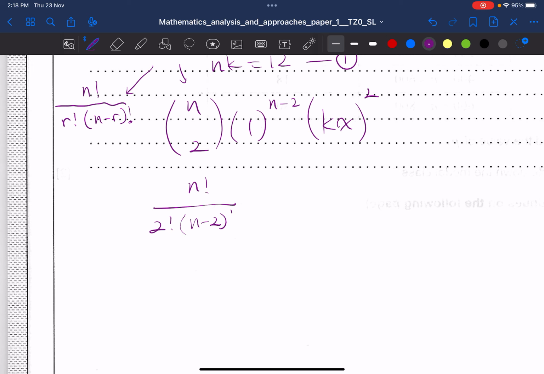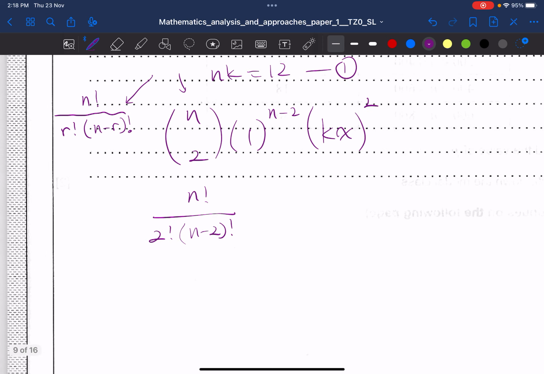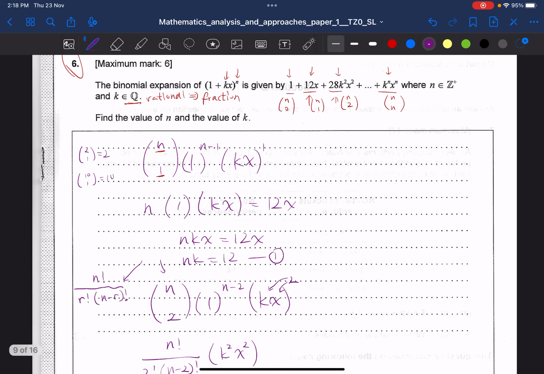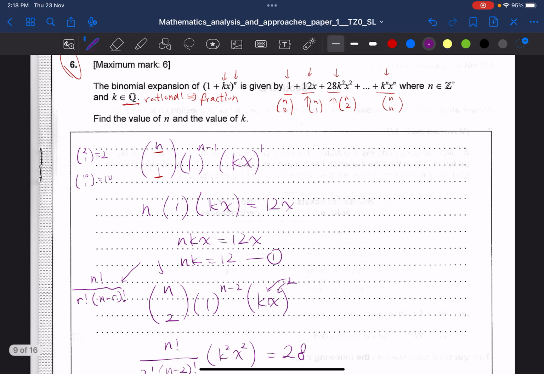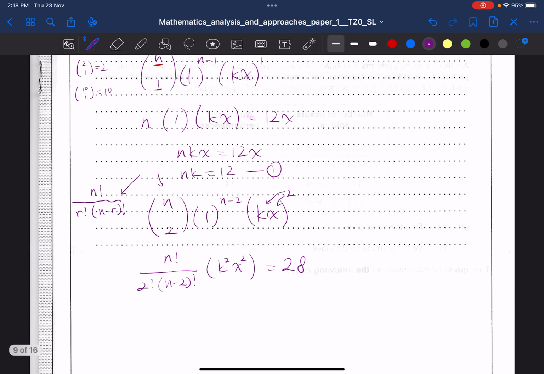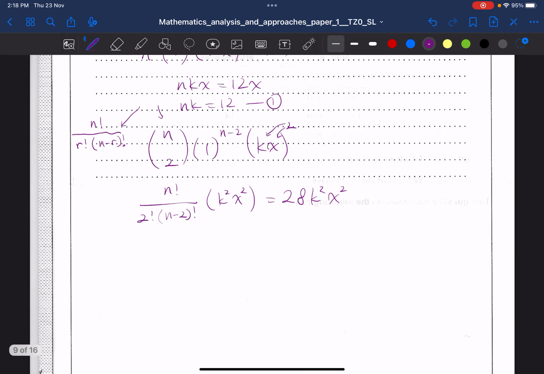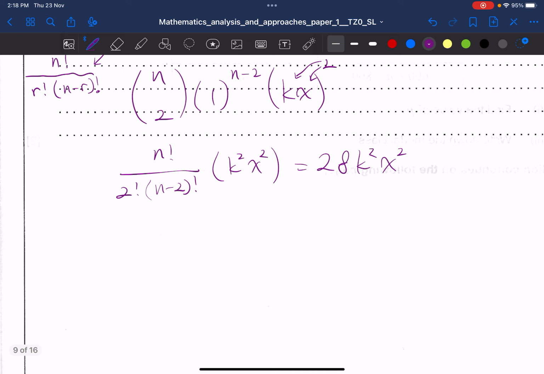n minus 2 factorial. And the 1 to the power is still the same thing, and then the thing here would be k squared x squared. Remember in the binomial law, distribute that inside, okay? And this equals 28k squared. Okay, so we got this here. I think both sides have x squared, so we can cancel it.